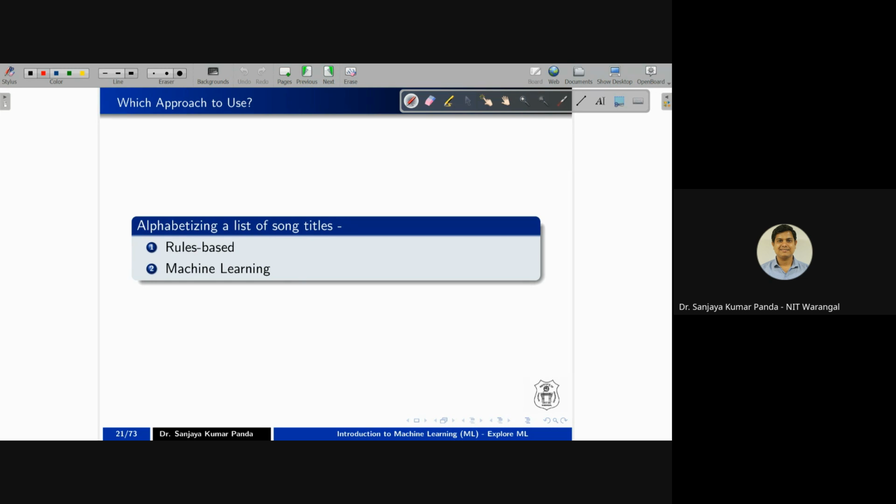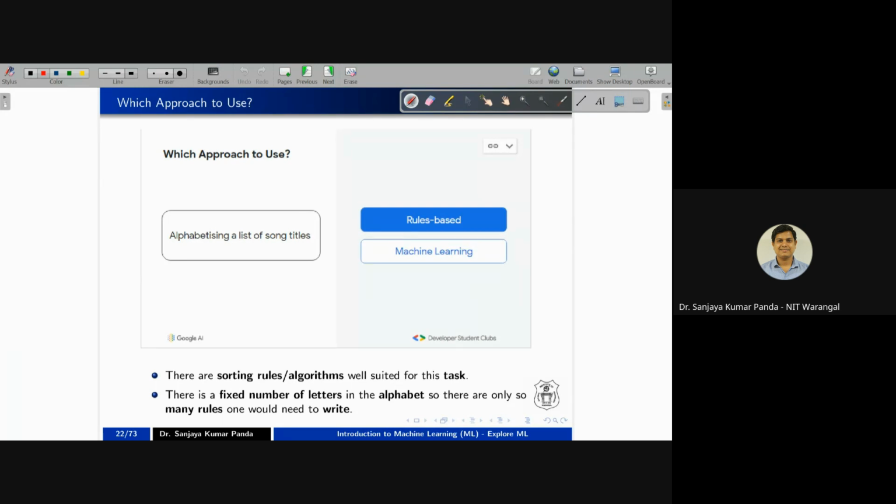The reason why people are saying rule-based system is that we know the number of alphabets, right? We have only 26 alphabets, a fixed number of alphabets. Even if I am writing a program, and I put 26 conditions, or 25 conditions, then I can solve this particular task. Let's say I pick a particular song, and based upon its initial letters, I can sort them. So these are sorting rules or algorithms, which are best suited for this task. So the answer is it is a rule-based system. There is no need to think about machine learning. If anybody wants to solve this particular problem, don't apply machine learning, because we have a very fixed number of letters in the alphabet.